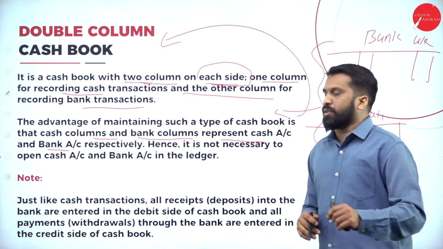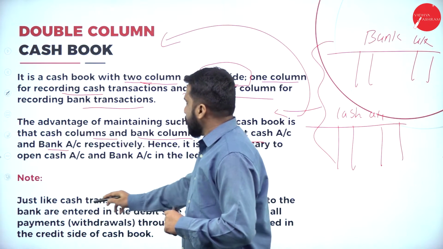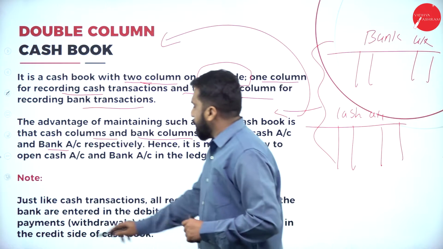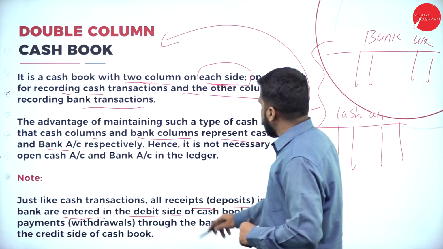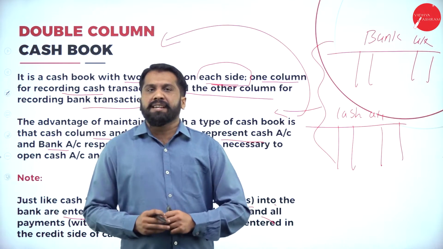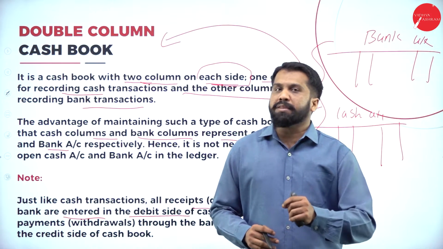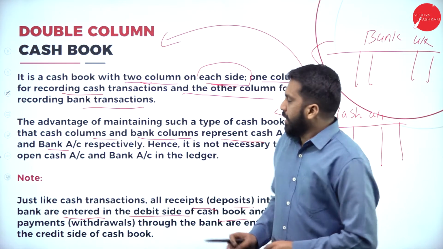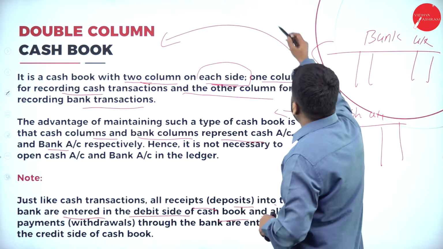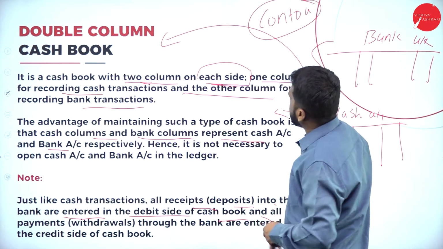Now, in this, we have a note. The note is very simple. Just like cash transactions, all receipts and deposits into the bank are entered on the debit side of the cash book. The same thing we did in the simple column cash book, similarly we'll do in the double column cash book also. Now, in this, there are contra entries. What is this? Contra. I'll explain this.